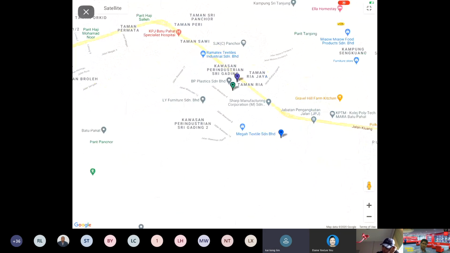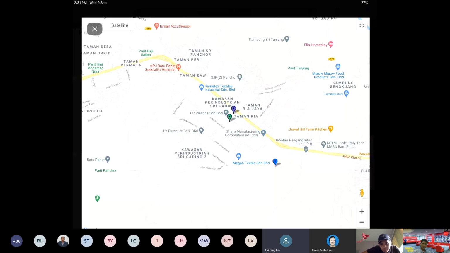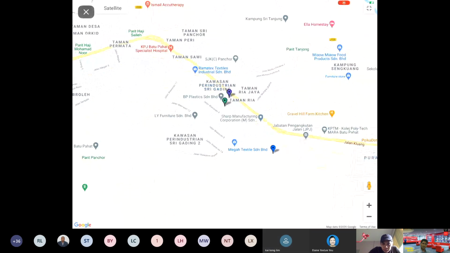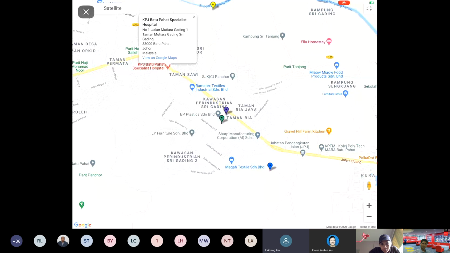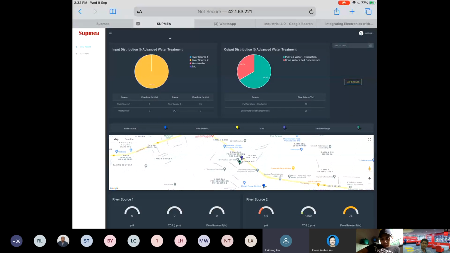Okay, look at it. I'm not very good at computers. If you look at this point, the yellow one is our pump house. Our factory is the pink color. The green color one is our wastewater treatment system. Just now I mentioned the distance from the factory to the river is about 5 kilometers. So this is the place whereby we need to have this smart water management, and all the data will be collected at this dashboard.